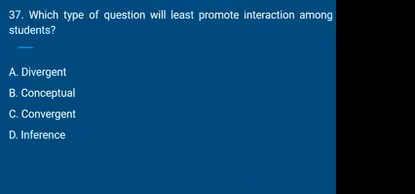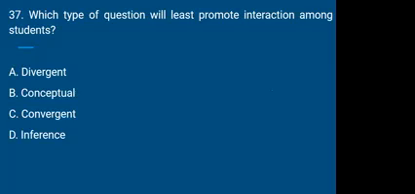Okay, next. Let's proceed with number 37. Number 37, which type of question will least promote interaction among students? Okay? Again, which type of question will least promote interaction among students? Letter A, divergent. Letter B, conceptual. Letter C, convergent. Or letter D, inference.